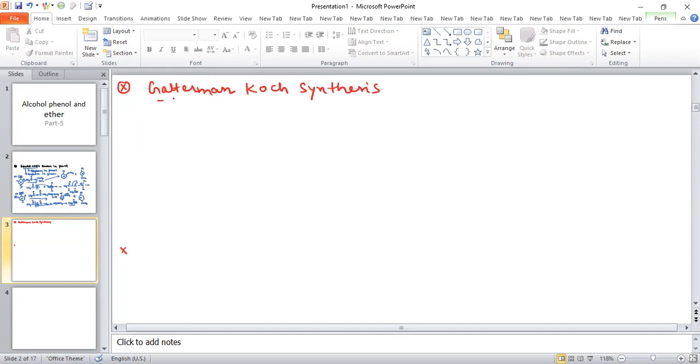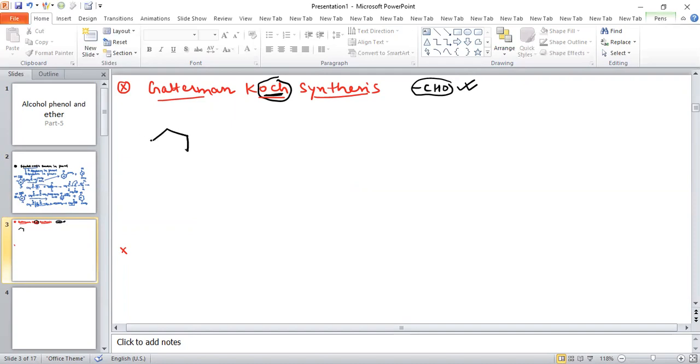Gattermann-Koch synthesis reaction. See, there is one trick for how you can remember this reaction. Gattermann-Koch means OCH. Gattermann-Koch having OCH means a CHO group will be introduced. This is the hint in the Gattermann-Koch reaction: OCH is there, so you will say CHO group will be introduced.